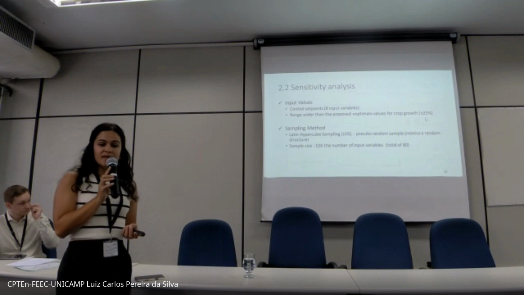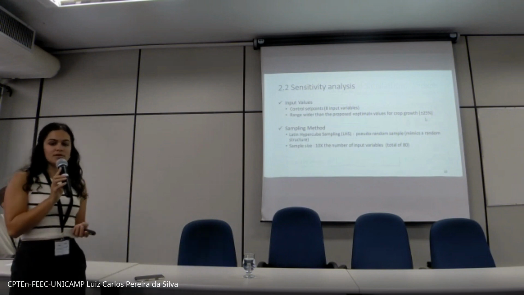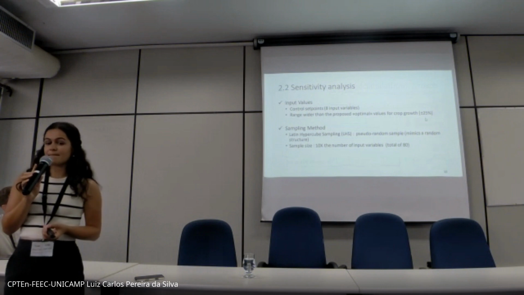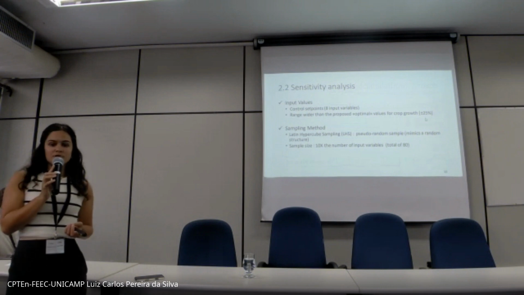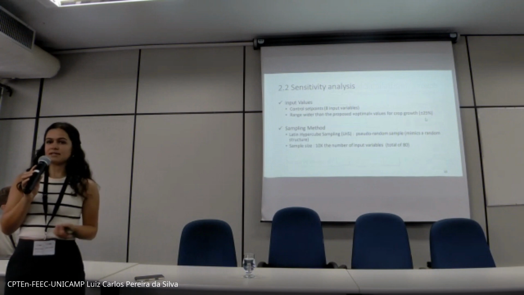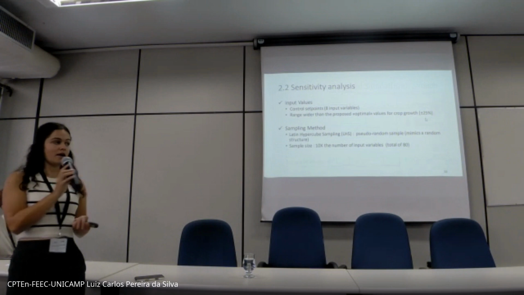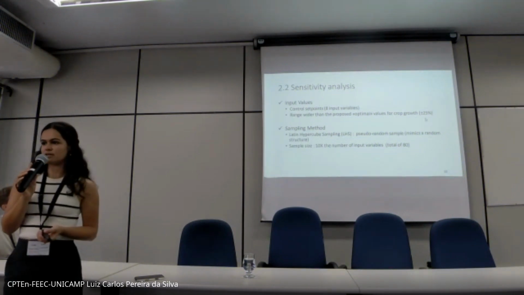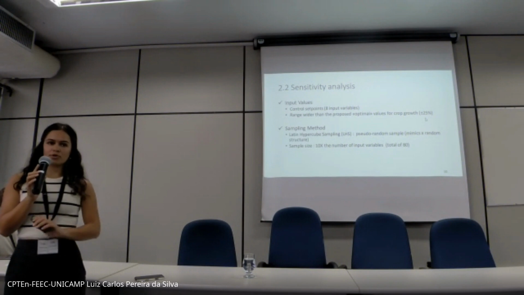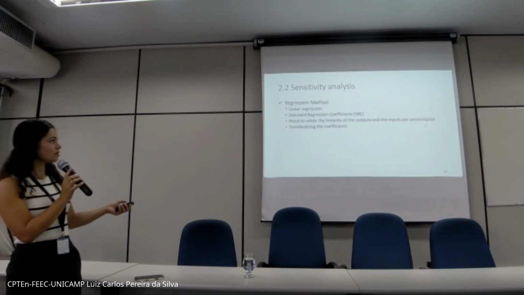For the sampling method, I used a Latin hypercube sampling. So it's a pseudo-random sample that mimics a random structure. And the advantage of that compared to a random structure is that I need a smaller sample to have the same effect. Usually we use 10 times the number of input variables. So in this case, to cover all the range, I used 80 simulations.